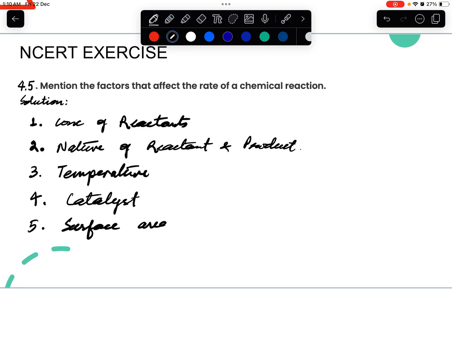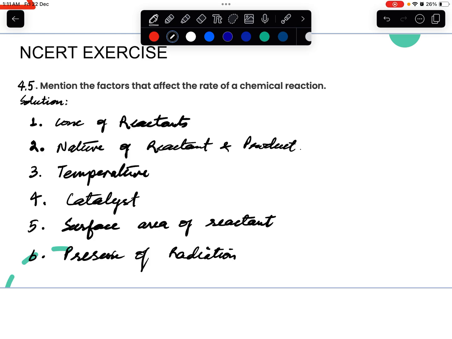The fifth one is the surface area of the reactant. As we increase the surface area, the rate of reaction increases, or the reaction is faster. Therefore, most of the time solid reactants are taken in powdered form, because in the powdered state we have a larger area and the reaction is faster. The last one is the presence of radiation.